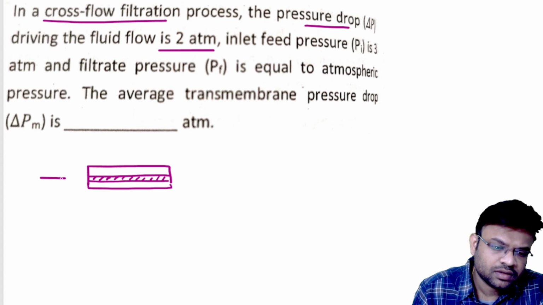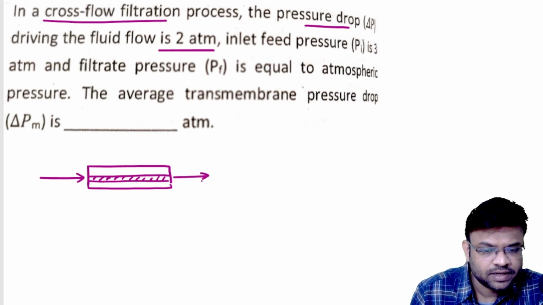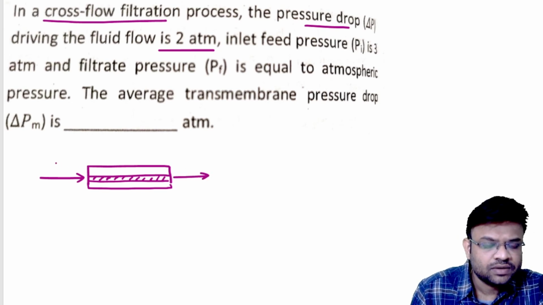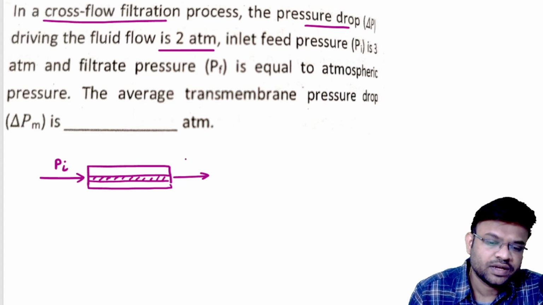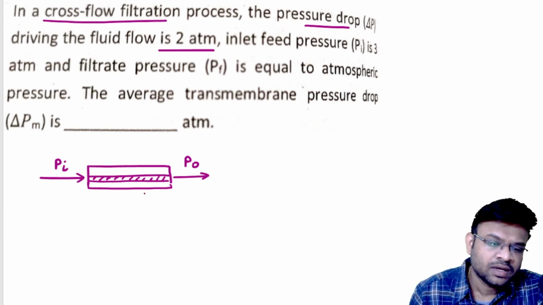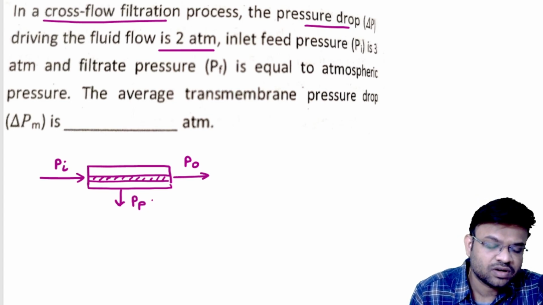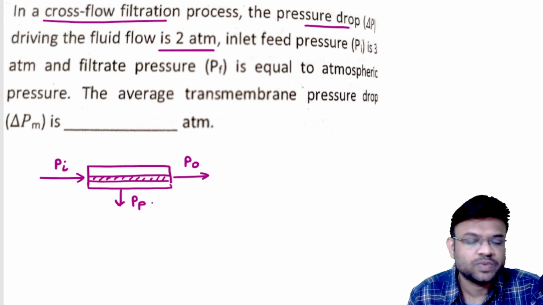From here the liquid is entering, and from here the liquid is exiting. Let me just write it down that the initial pressure Pi is over here, the exit pressure is Po, and over here there is the permeate pressure or the filtrate pressure Pp, or we can write it as Pf as well.